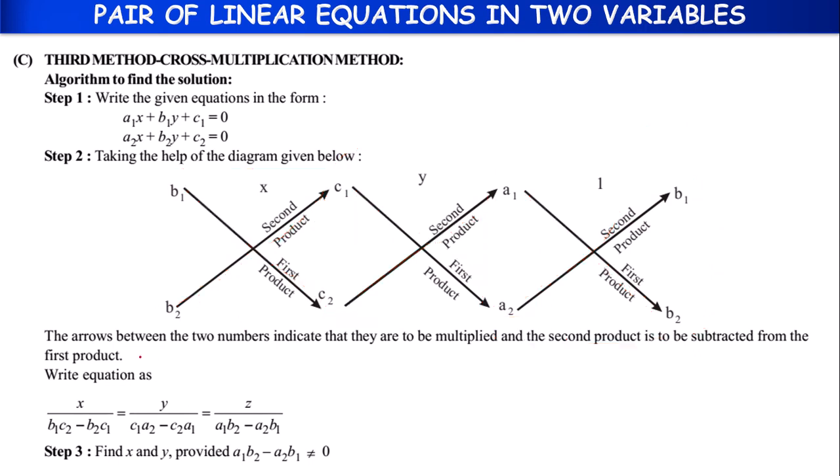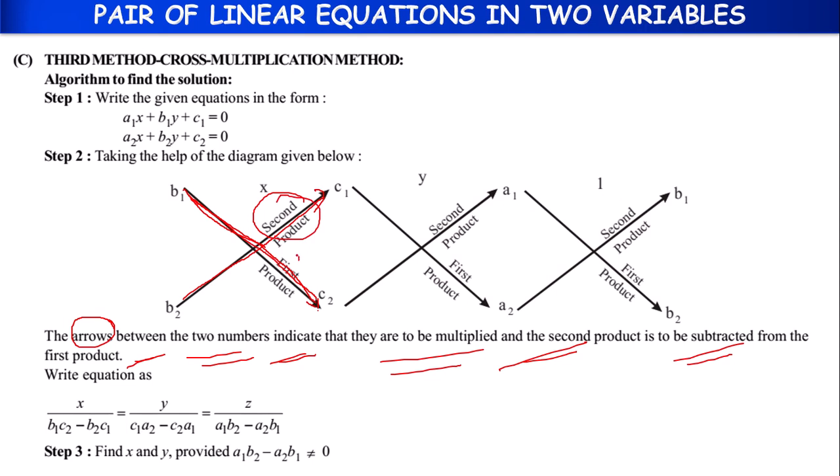So here, children, the arrows between the two numbers indicate that they are to be multiplied, and the second product is to be subtracted from the first product. They have mentioned arrows here, children, which means these two to be multiplied and these two to be multiplied, and the second product to be subtracted from the first product in each case.